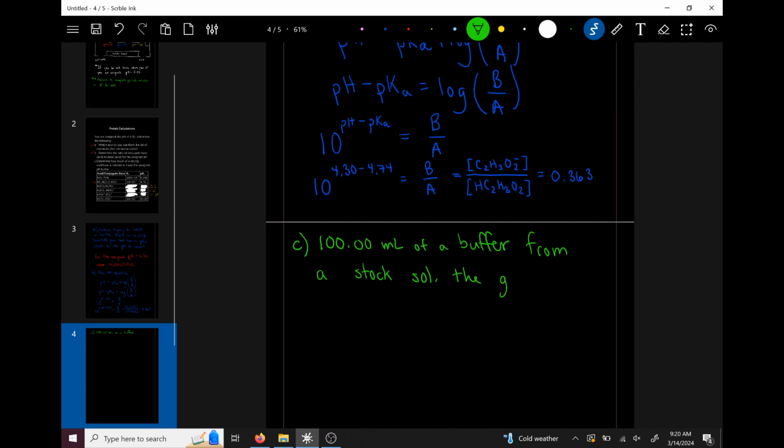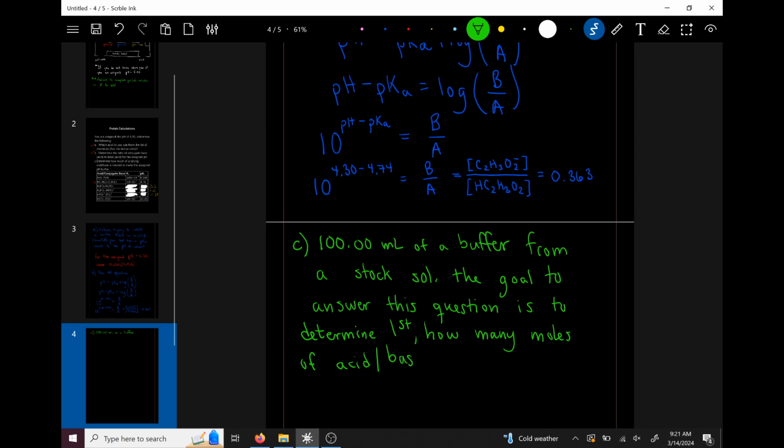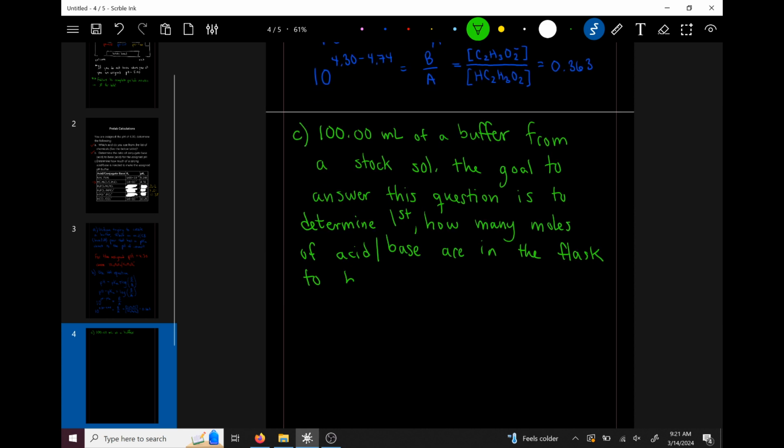The goal to answer this question is to determine, so I erase this really quick, determine first how many moles of the acid or base are in the flask to begin with. Let me actually write this out here.